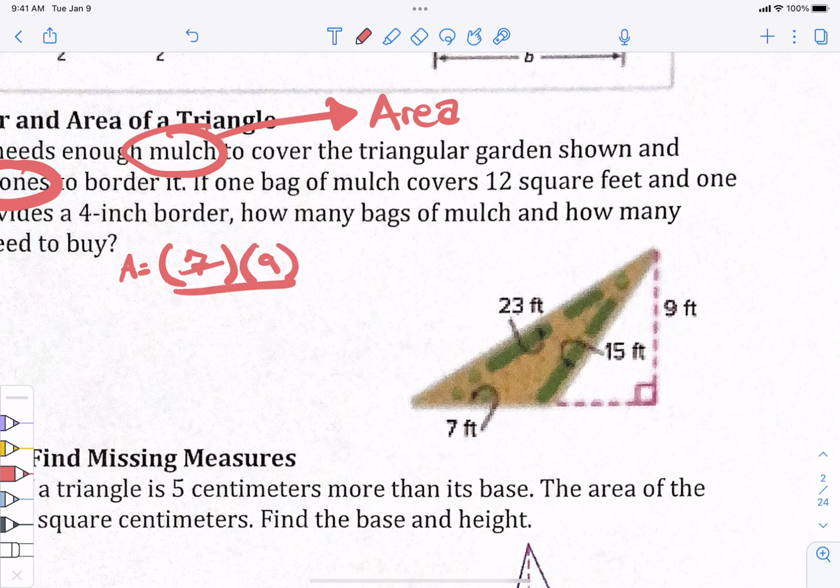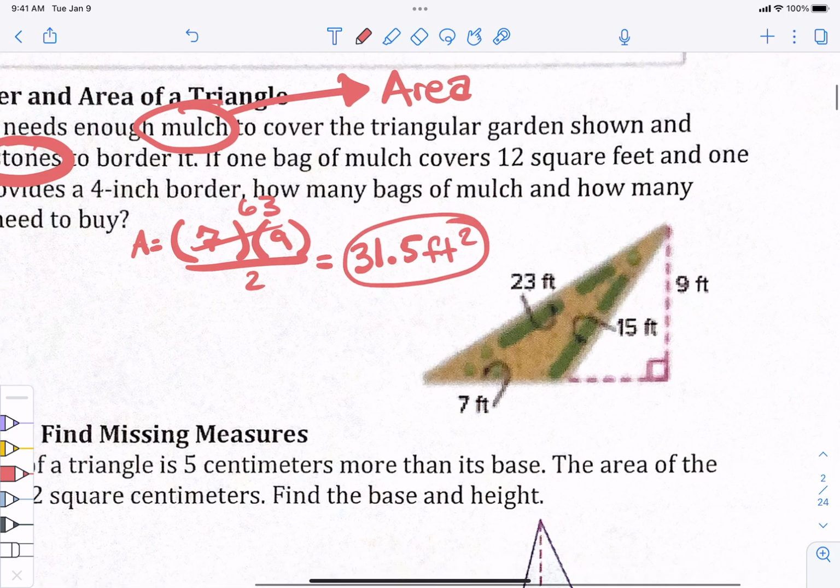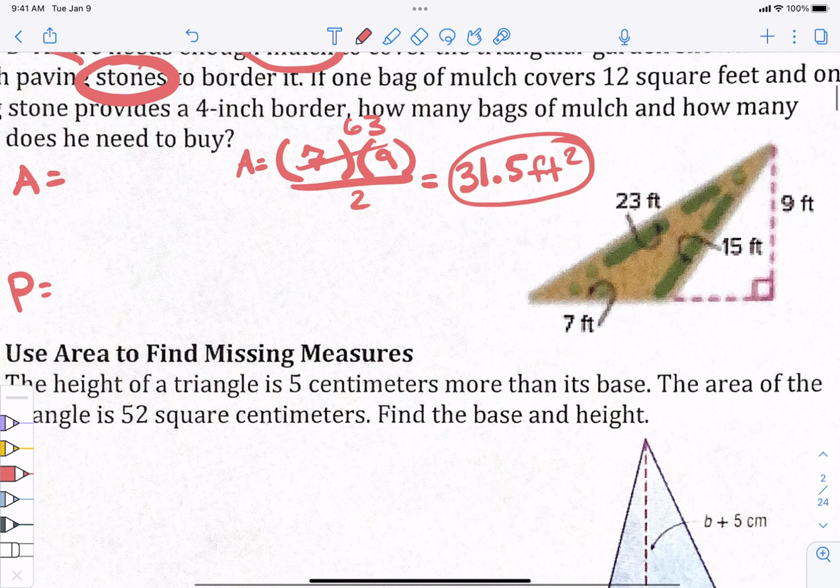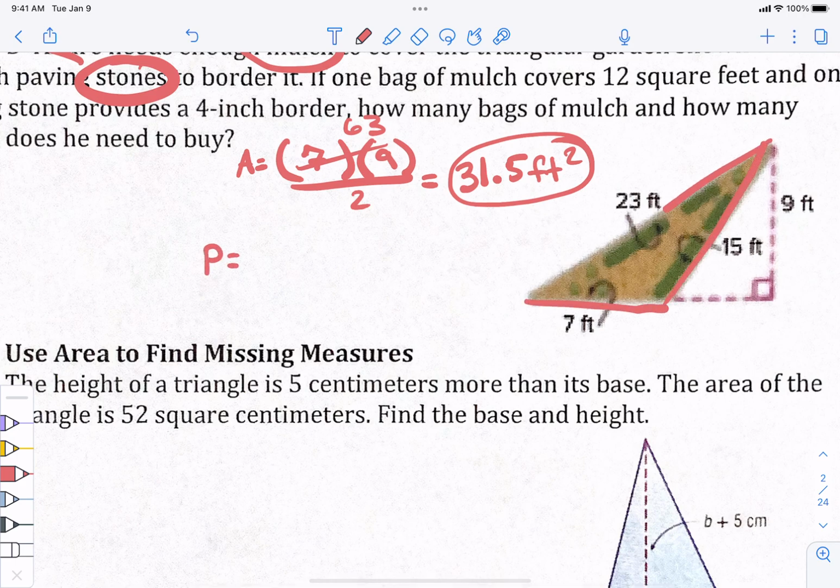If I take 7 times 9, that is 63, but I divide it by 2, and that is 31 and a half. Did I do that right? Yes. 31 and a half, and that is feet squared. That's the area. Perimeter is all of the edges added together. So 7 plus 15 plus 23 is 45, and that is just in feet.